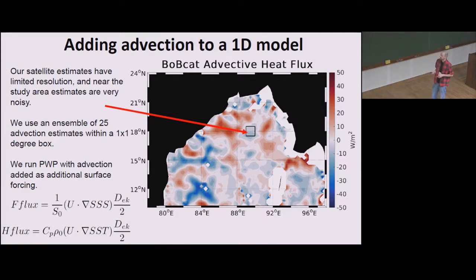And these are just the equations I use to calculate the advection. The most notable thing is I have the Ekman depth, which I estimated with BoBcat, and I assume that it all linearly decays within the Ekman depth.